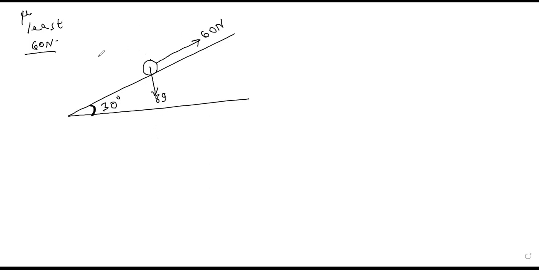8g. Implying that if the weight is 8g, it has got components. Which components include 8g cos what? Cos 30. And this is 8g sin 30, and it's the normal reaction. But by mere telling you that the body was rough and the force is moving it upward, it means that the frictional force is moving it downward.